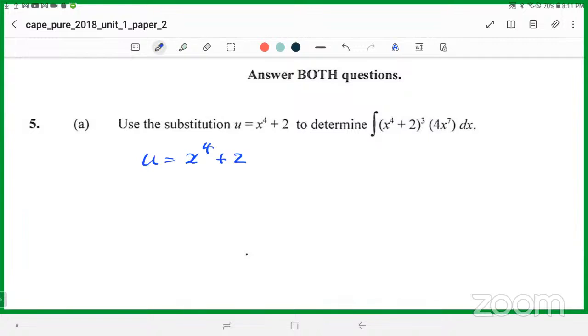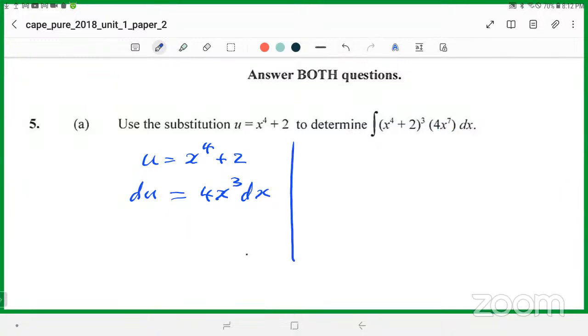We're going to differentiate this side. It becomes 1 du, which is just du, equal to, differentiate this side, 4x cubed. The differential of the constant is 0, and we have to multiply by dx. I would like to have this in there, but there's an x to the 7th there.